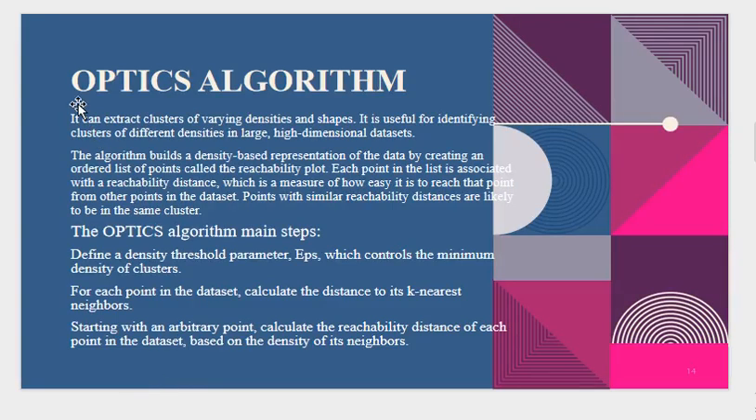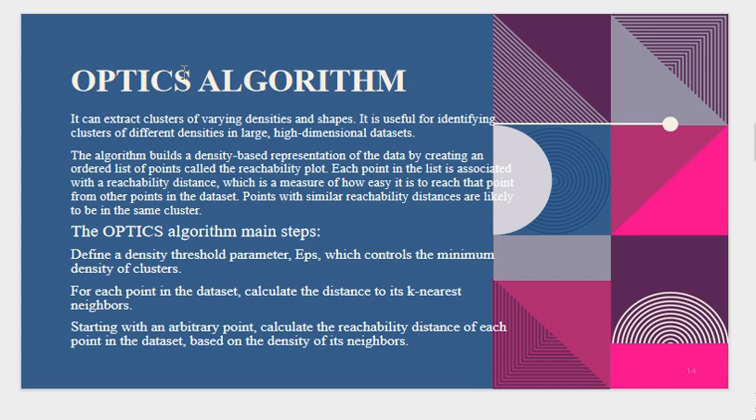Okay, now we will move on to the OPTICS algorithm. What is the OPTICS algorithm? It's nothing but Ordering Points To Identify the Clustering Structure. It is completely similar to the DBSCAN algorithm, just two more parameters are added to the DBSCAN algorithm.